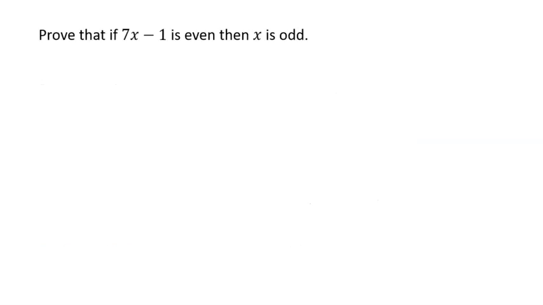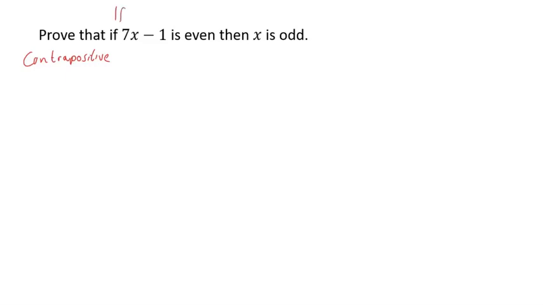So let's take this statement here. Prove that if 7x minus 1 is even, then x is odd. So what I want to do to start with this statement is I want to start to build up my contrapositive. And I want to start to approach it by thinking to myself, how can I look at this, again, essentially, from another perspective? Now remember what we said earlier.